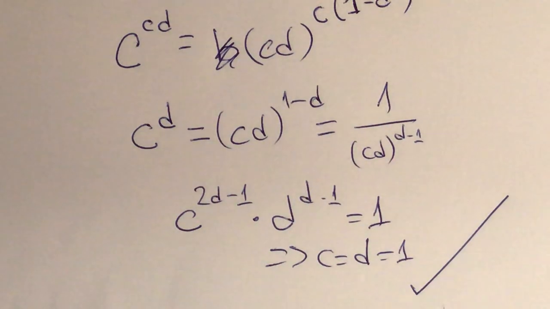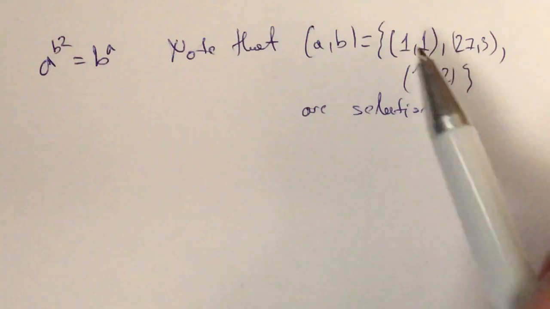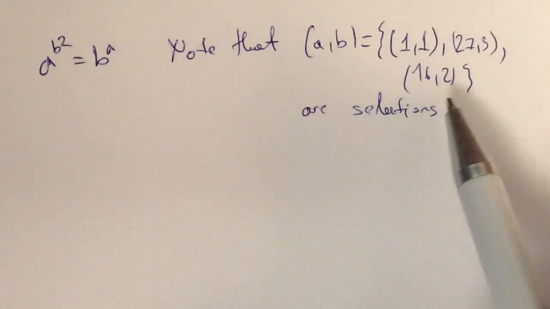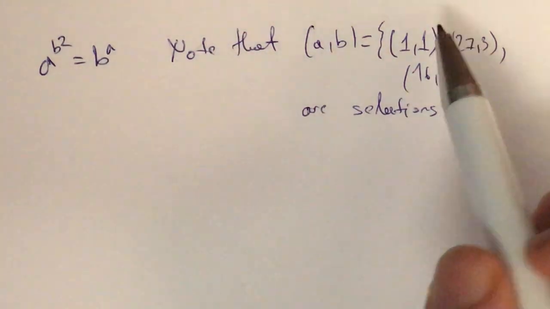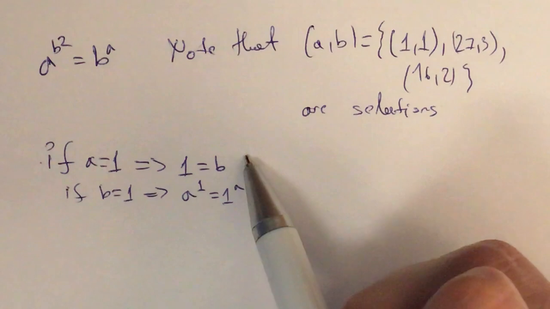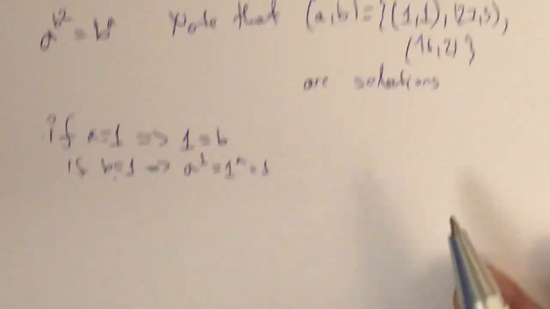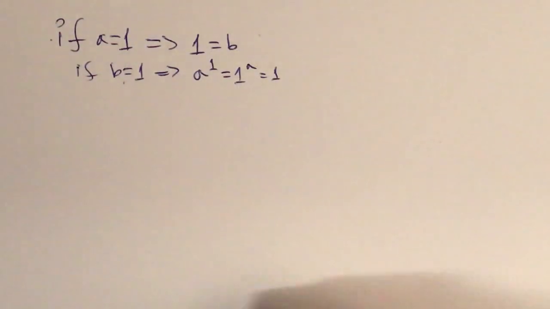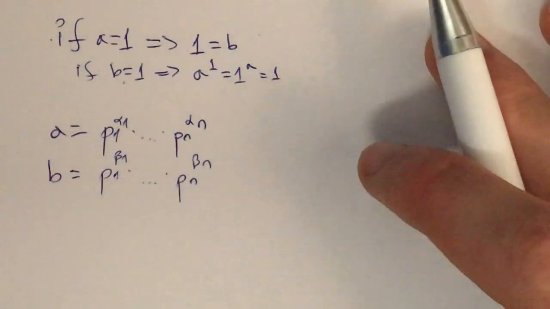Now let's bring it all together, summarize it, and write up a solution. So we are first given this problem, and then we say, note that (a, b) being (1, 1), (27, 3), and (16, 2) are solutions. And now we are going to be looking for solutions different from these. So the first thing we notice is, if a is 1, that implies b is 1, and if b is 1, that implies that a is 1. So now assume that neither are 1, which means that both can be written as products of prime numbers.